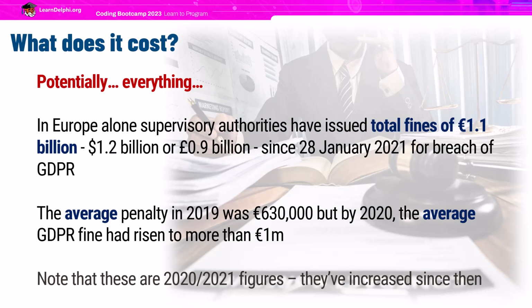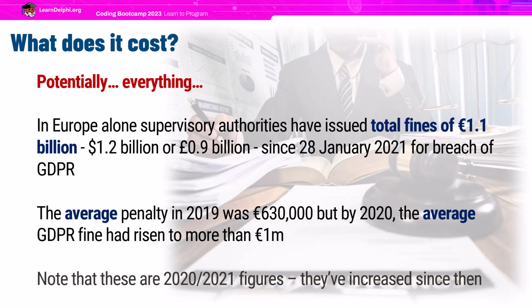28th of 2021. For the course of that period of time from 2021 to the end of 2022 actually was the period. So 1.2 billion dollars and 1.1 billion euros. That's a lot of money. So they do fine people. The average penalty in 2019, and again, don't forget this was some time ago, was 630,000 euros per penalty. So some poor company somewhere was fined 630,000 euros. Now, I don't know about you, but that's an awful lot of money to be fined.